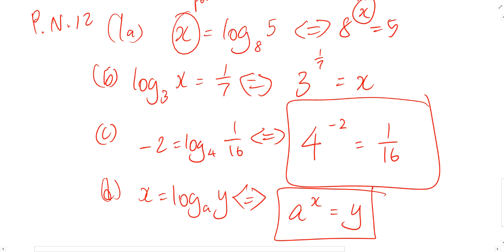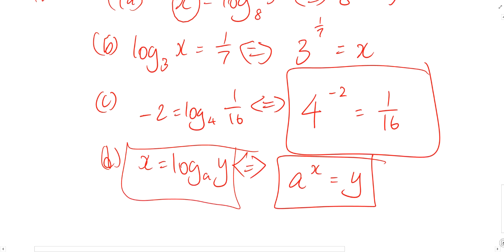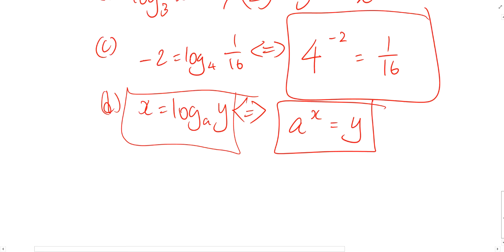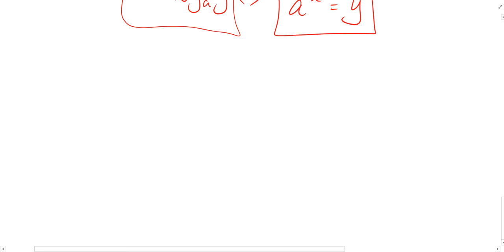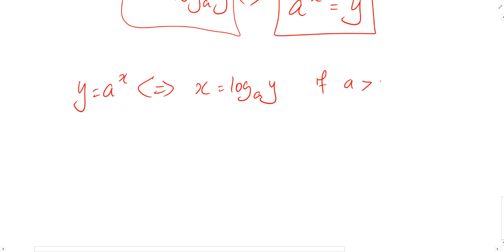Isn't this the graph that we've always been plotting? y equals 2 to the power x, y equals 10 to the power x. That's what I started off with. Right? So this is the conversion, found on page 120. Page 120 also states that y equals a to the power x is equivalent to x equals log base a of y, if a is more than 0 and a is not equal to 1.